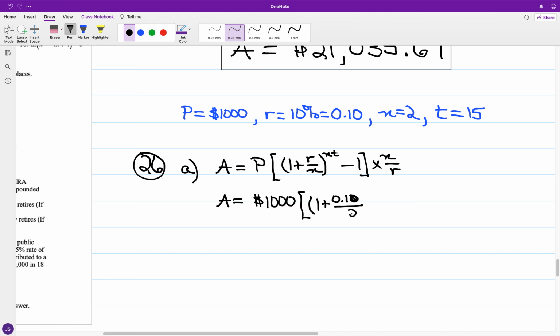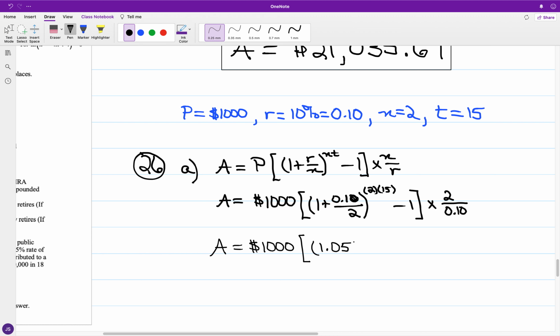over 2. And again, for the exponent, we have twice a year for 15 years. You have minus 1 and times N over R. So you have times 2 over 0.1. Okay, so I have 1,000. For the sum, we have 1.05 to the 30th, and minus 1. Now for 2 divided by 1/10, that's going to come out to 20.